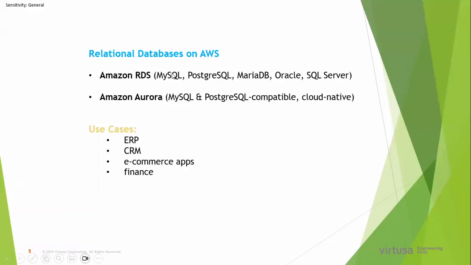Amazon RDS and Amazon Aurora. Common use cases: ERP, CRM, e-commerce applications, anything finance related. Very simple: anything transactional. If we are going to create record-level things where we have structured data, that goes with RDS. That's how these are categorized.